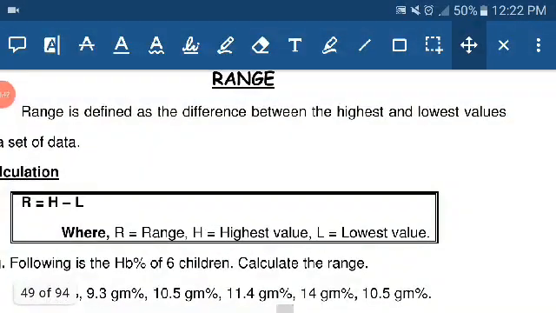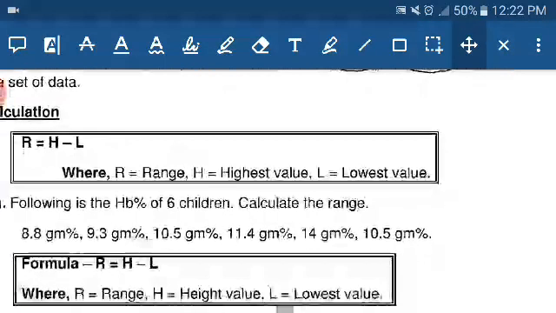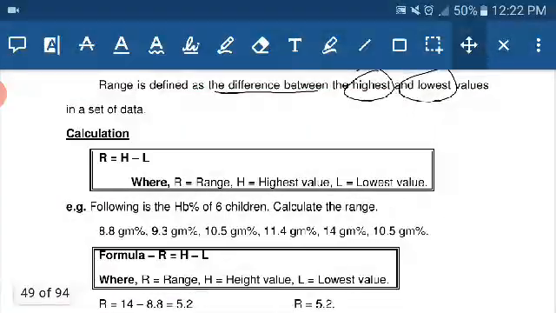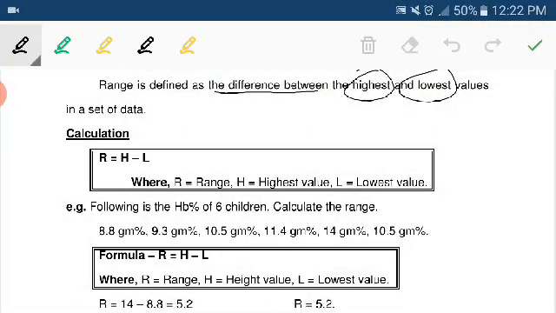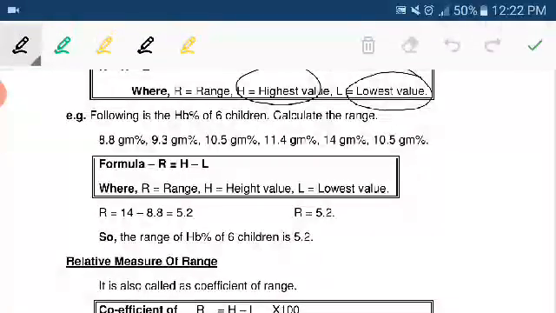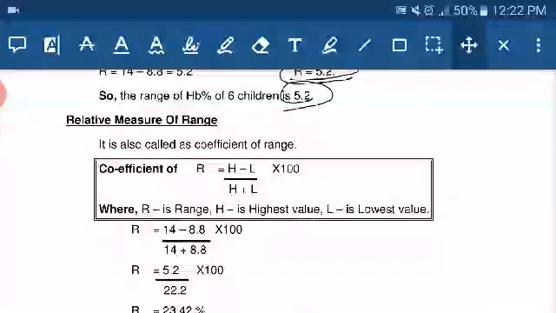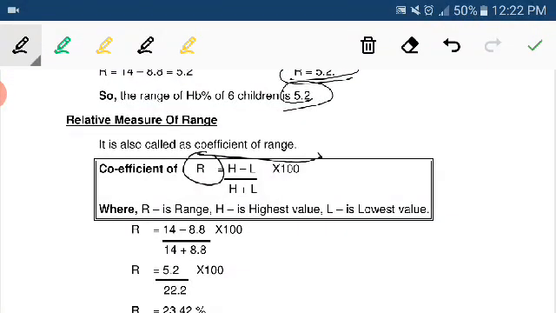First one, range. Range is defined as the difference between the highest and the lowest values of the set of data. Calculation: R is nothing but H minus L, highest value minus lowest value. Following example, Hb percentage in 6 children. The highest value is 14 gram and the lowest value is 8.8 gram. The difference is 5.2. So the range is 5.2. The relative measure of range is also called the coefficient of range. It equals H minus L divided by H plus L, into 100.